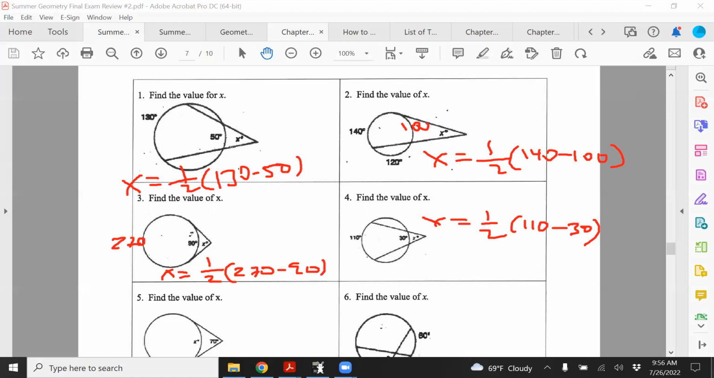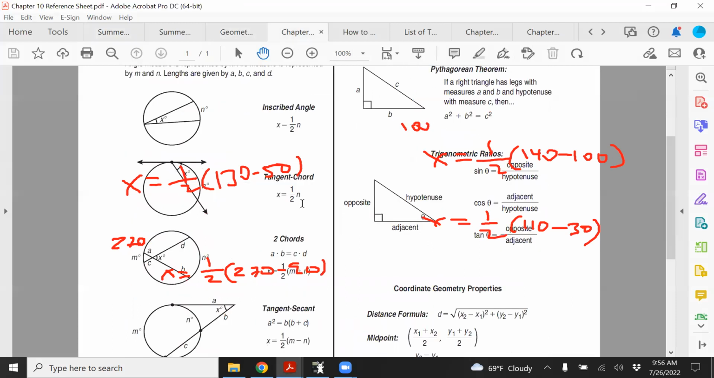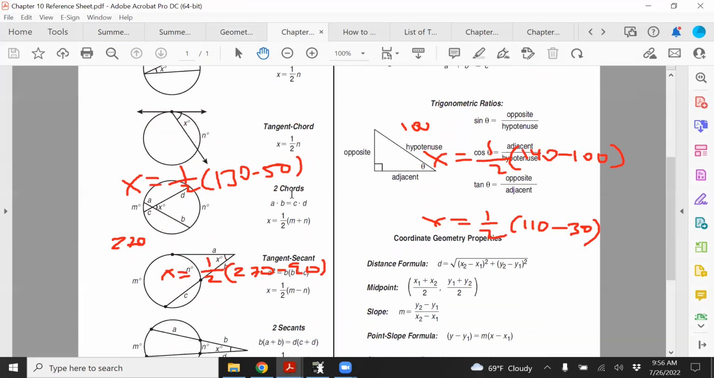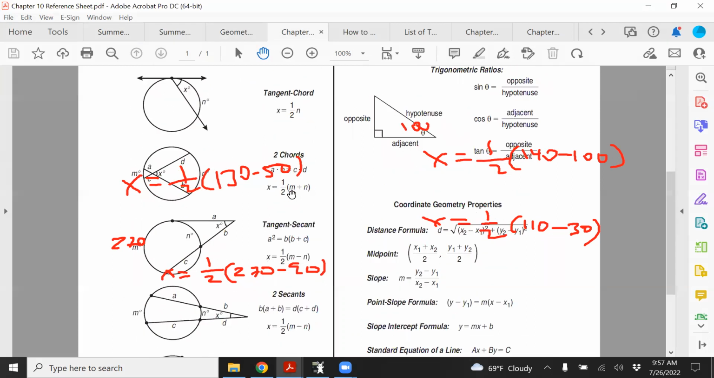That's all you do. If you have two tangents or two secants or whatever, or tangent and secant, it's always going to be the same, as long as the angle's external, right? The angle's out on the outside. And okay, I'll look at the formula sheet. Yeah, it's half of what you see there. Tangent secants, two secants, half n minus n.